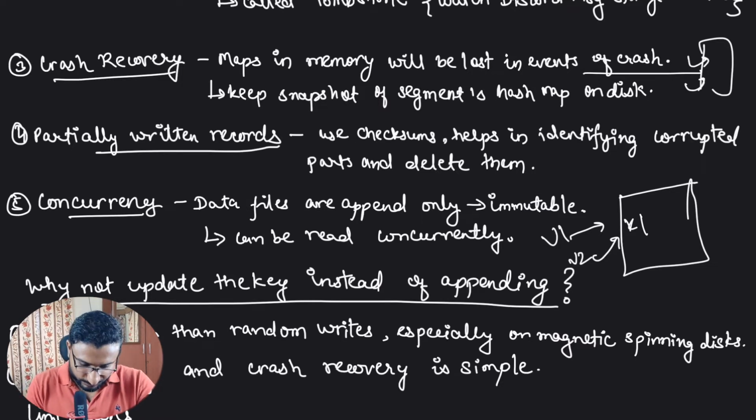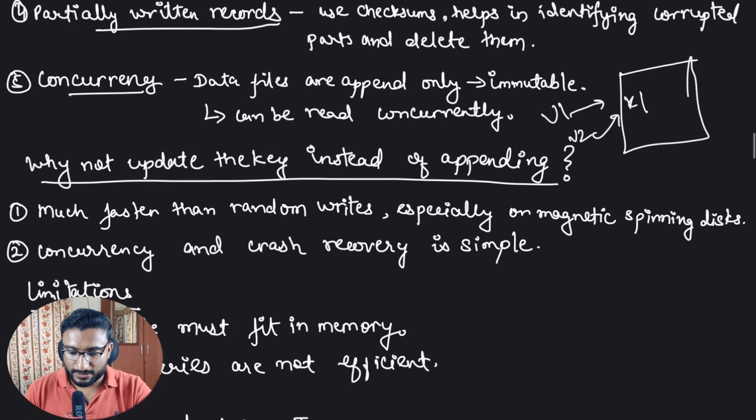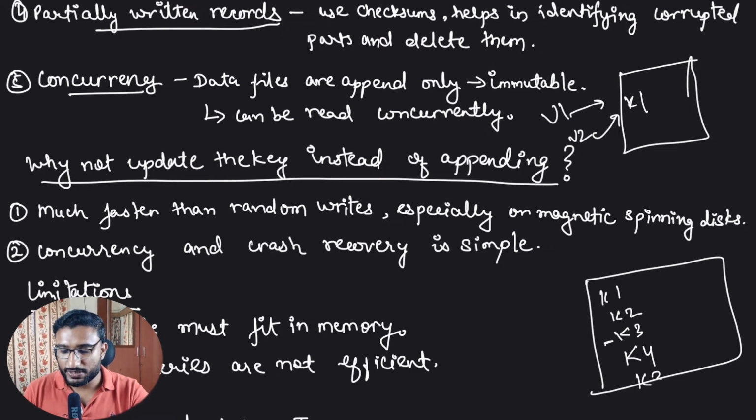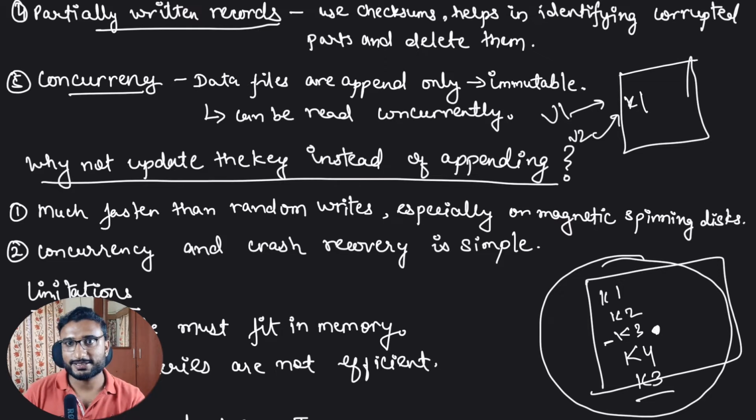So why not? The first reason is it's much faster than random writes. When we say random writes, let's say this is your log file, and you have maintained K1, K2, K3, K4. Whenever a new update comes for K3, you will create a new entry K3. But if you want to update the existing value, let's say this is your disk, understand? The disk's needle will keep moving: I have to write here now, I have to write here now, in case of a magnetic disk.